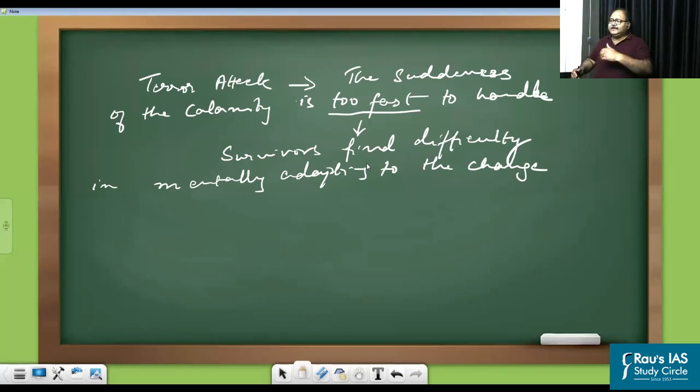Sometimes it begins with a state of disbelief, that no, this cannot happen, I must be seeing a bad dream. So the major drawback of a terror attack is that it is too sudden. If the attack is slow, then people can take decisions about what they are supposed to do next. People can mentally adapt to the changes taking place, but they become totally indecisive because of the suddenness of the attack.